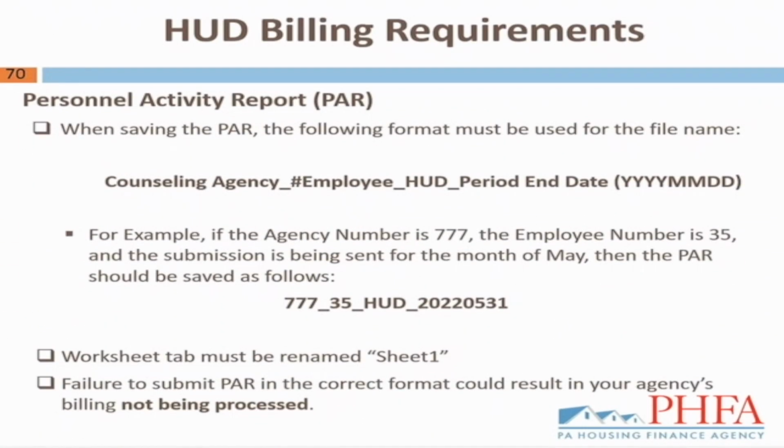When saving the PAR, the following format must be used for the file name. As we show up here: counseling agency, the employee number, HUD, and then the period end date. The example shown here in the middle is 777, which would be PHFA's agency number, employee 35, HUD, the year, and then the month. The worksheet tab must be renamed Sheet 1. Failure to submit the PAR in the correct format could result in your agency's billing not being processed.